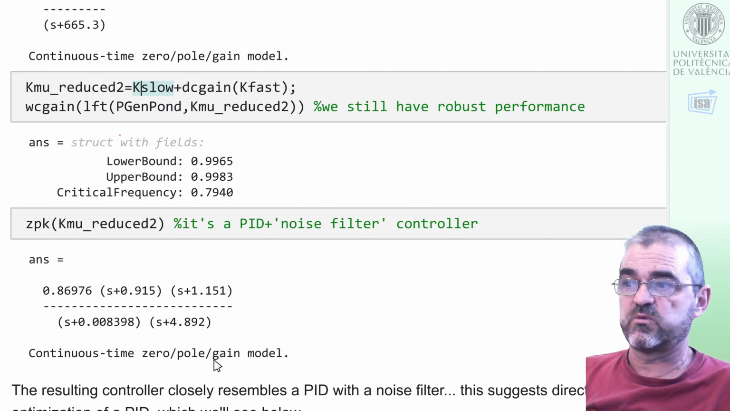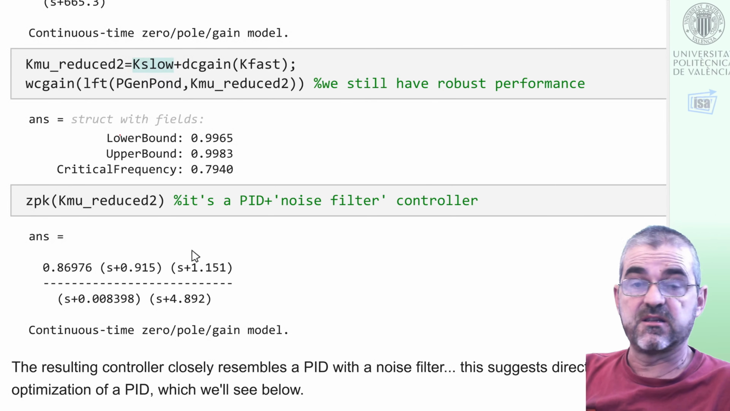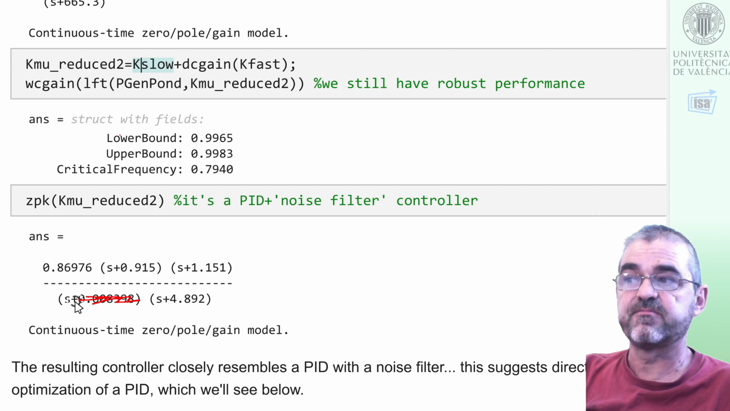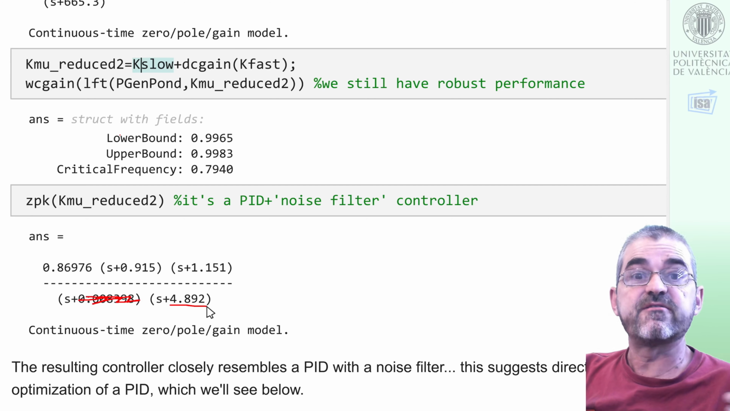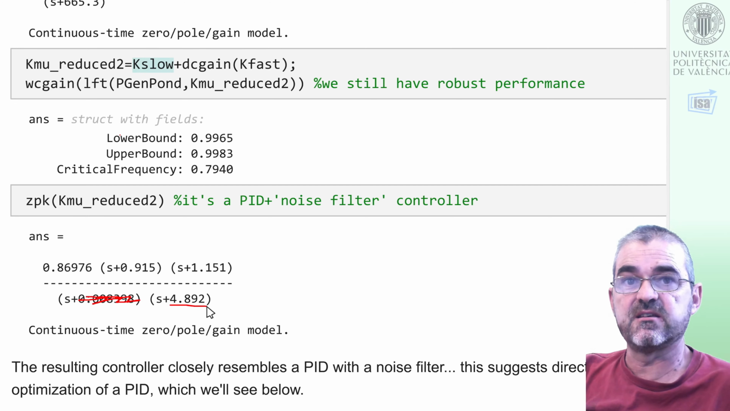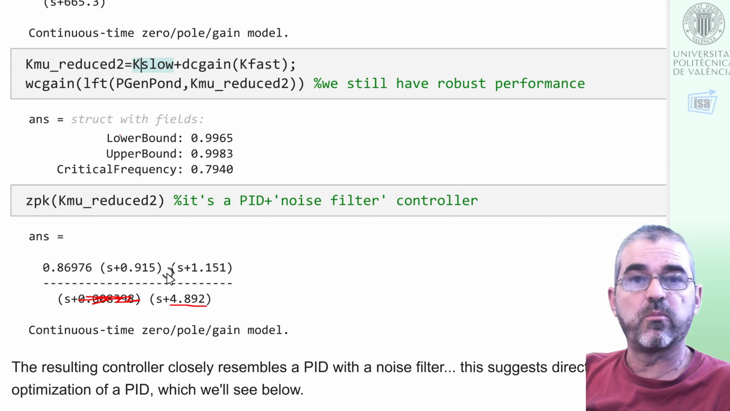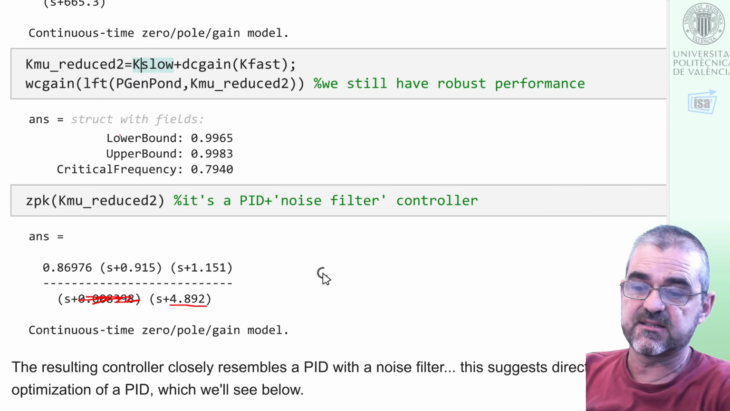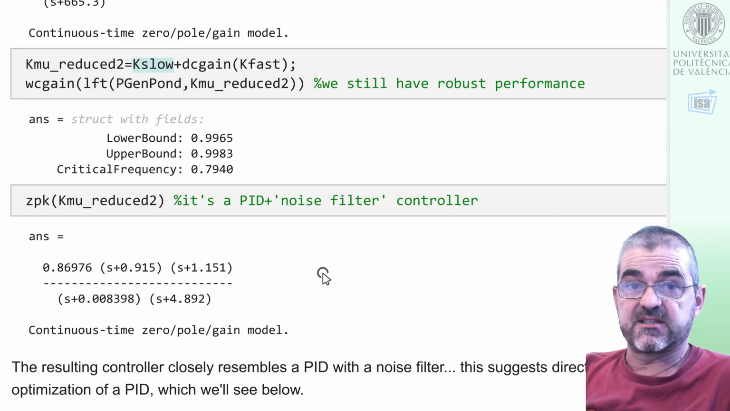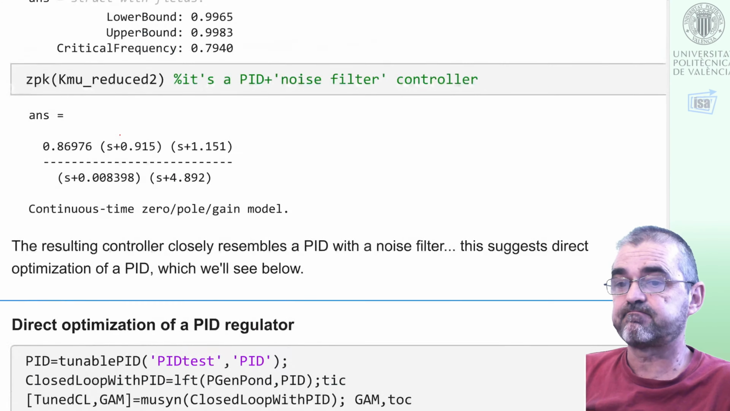If we look at what we have obtained, then we get this thing that closely resembles, if this were 0, this will be an integral action. This filter at 5 times my plant dynamics may be a noise filter in PID jargon, and this will be proportional, derivative and integral gains. So this really looks like a PID controller. So this hints that maybe we could have optimized from scratch a PID controller instead of doing this reduced order stuff. So let's try it.